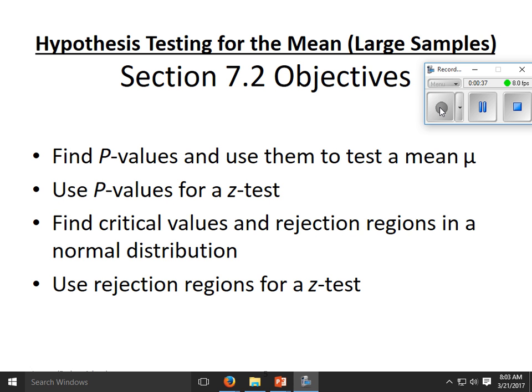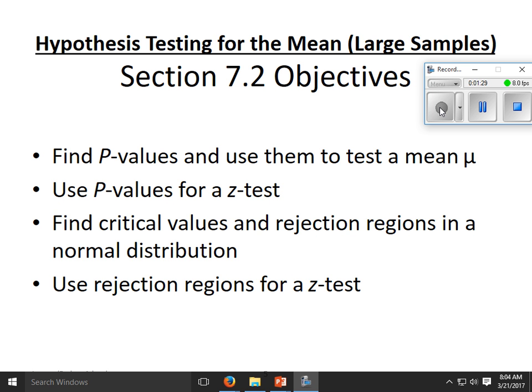Again, two different kinds of tests that we'll cover. So these are the large samples that we're covering. Remember, a large sample again is anything over 30. Find the p-values and test them using a z-test. That's just where you compare the p-value to the alpha, what we did right here, or rejection regions. Two different ways to do this.